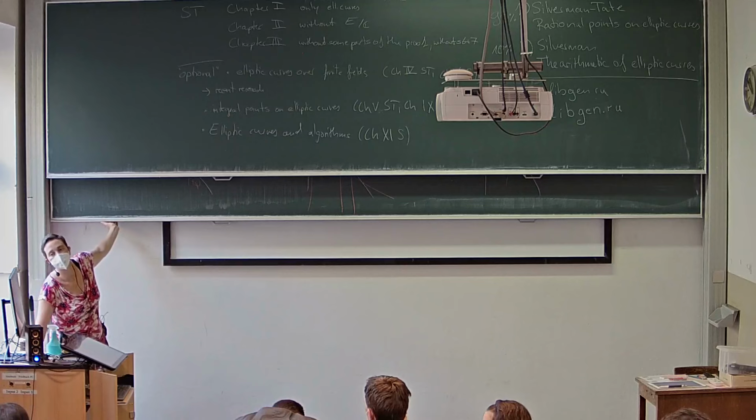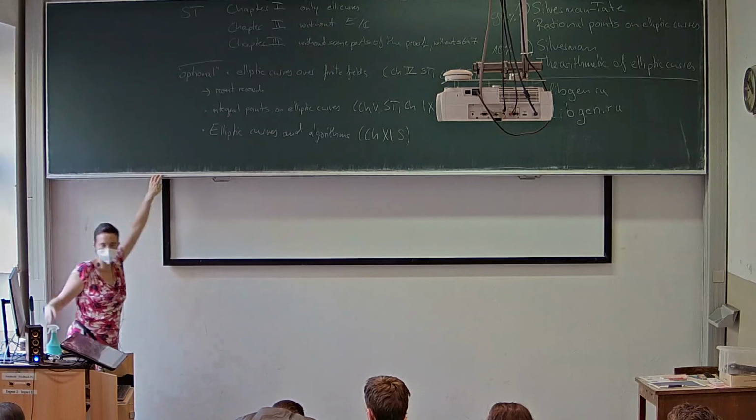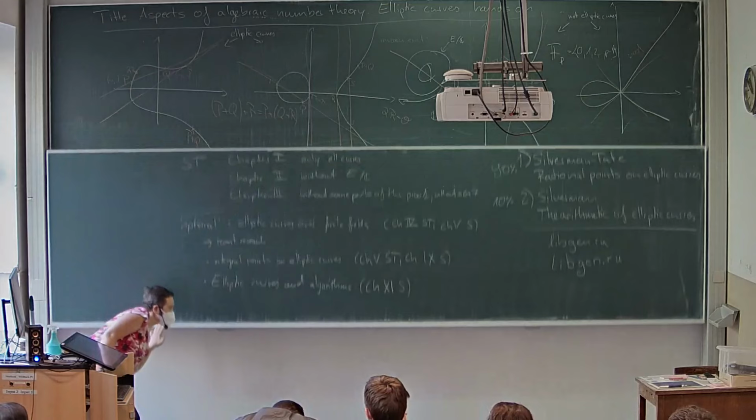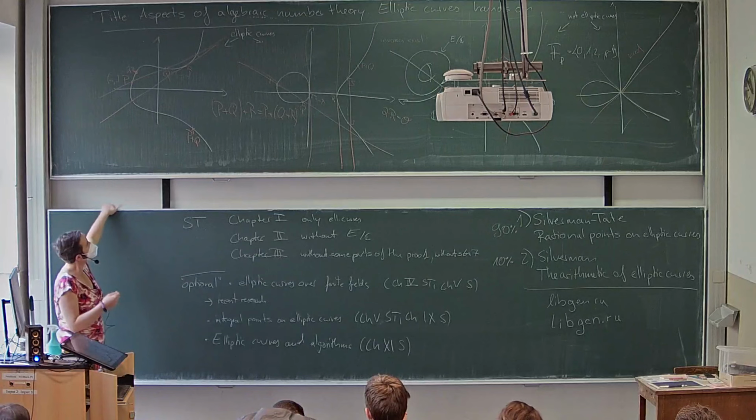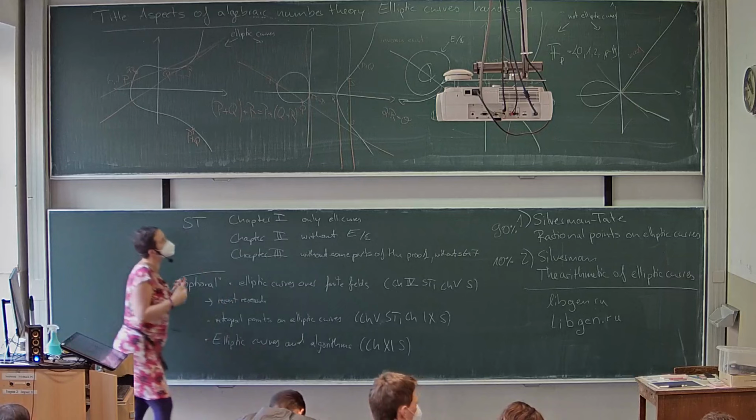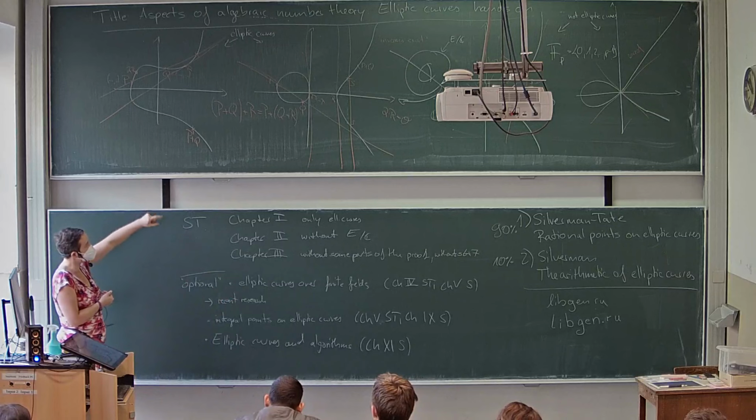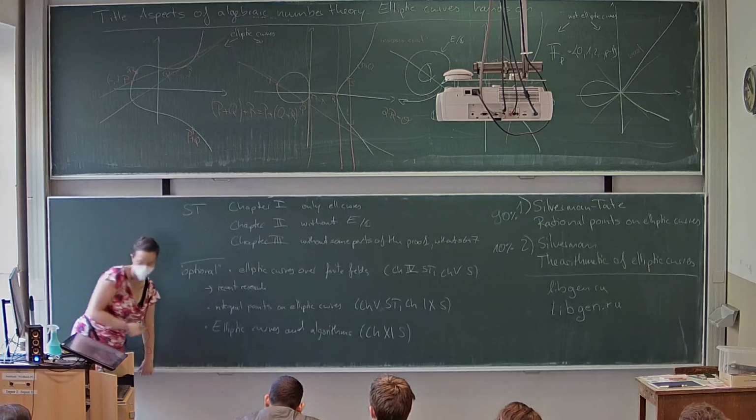Because otherwise we will not get a nice group structure out of it. We need it in order to get a neutral element. Yeah, that's the black box answer.